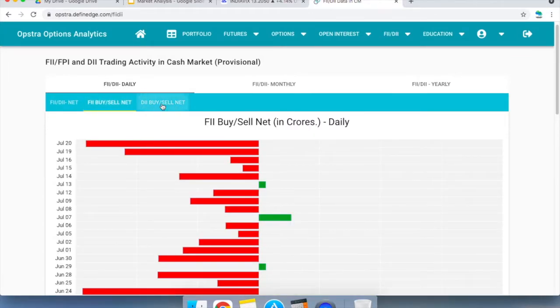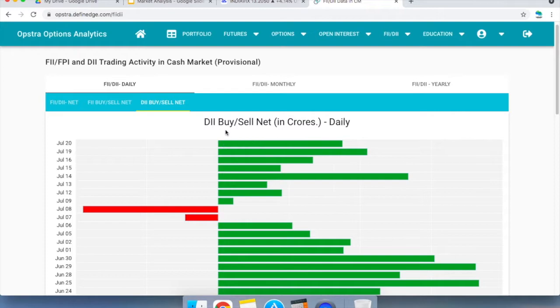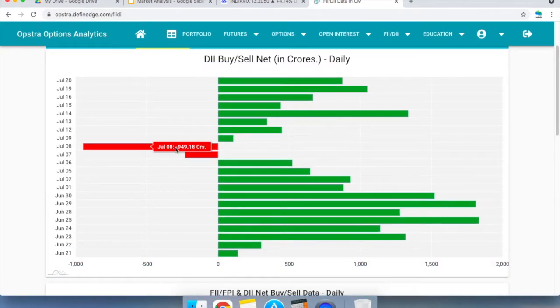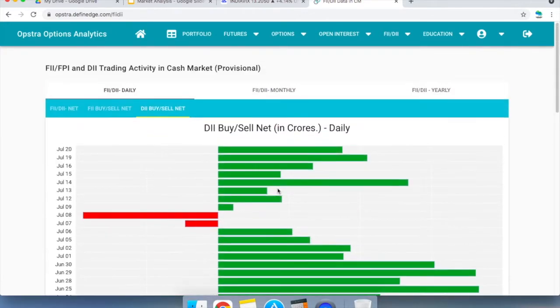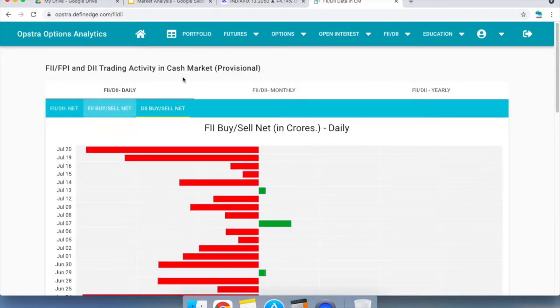Sorry, no. So DIIs, the domestic institutional mutual funds, are buying consistently. They did a sell off only on one day; except for that, all other days they have been continually buying. Right? They are actually holding the market up.